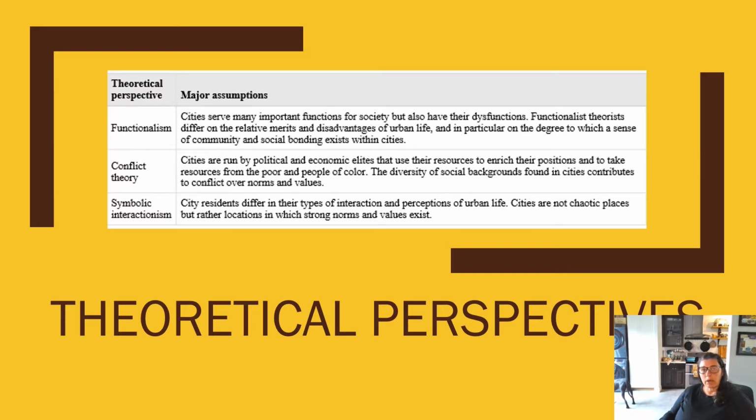From a symbolic interactionist perspective, it's a micro level perspective. So you're looking at the interaction between individual people on a micro level, right? And what types of interactions and perceptions those people have, and how that contributes to the overall health of a city. So from a symbolic interactionist perspective, cities aren't necessarily dangerous, chaotic places. Rather, they're a location where you have your own set of norms and values and culture that exist within that community or within that city.